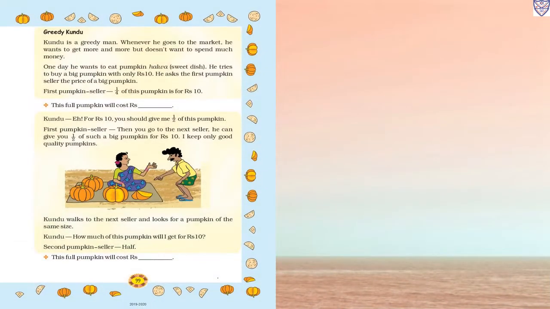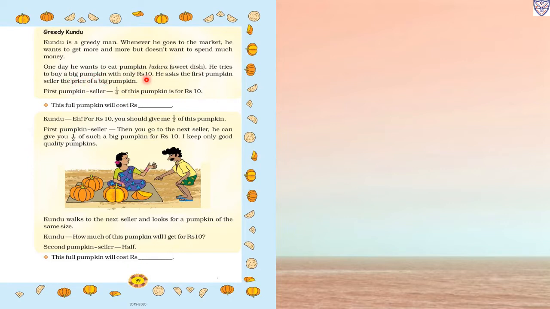Now page number 99, Greedy Gundu. Gundu is a greedy man. Whenever he goes to the market, he wants to get more and more but does not want to spend much money. One day he wants to eat pumpkin halwa. It is a sweet dish. He tries to buy a big pumpkin with only rupees 10.